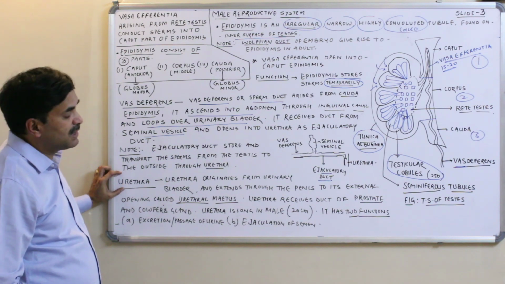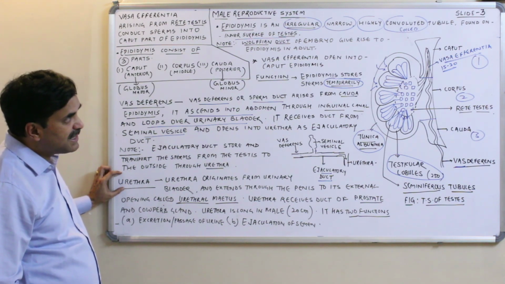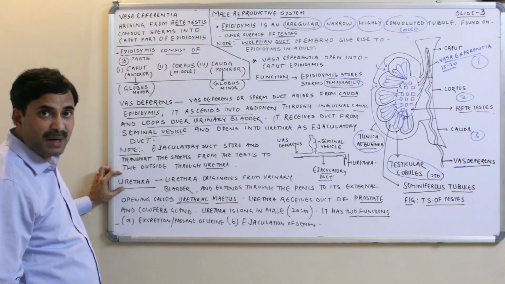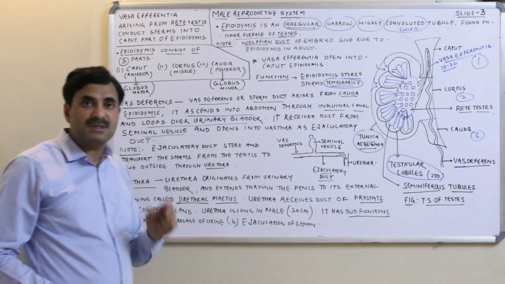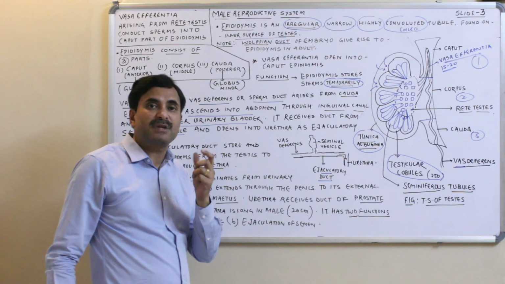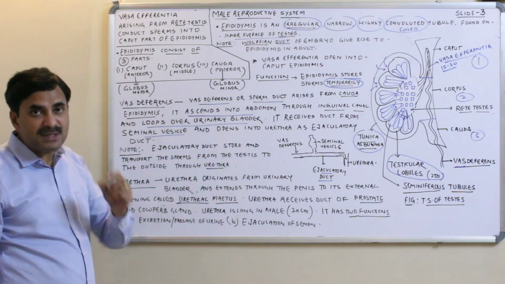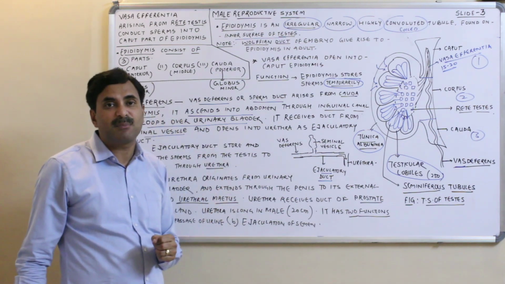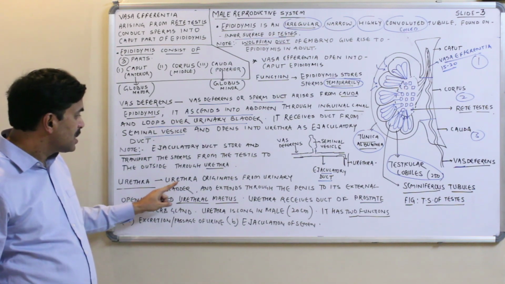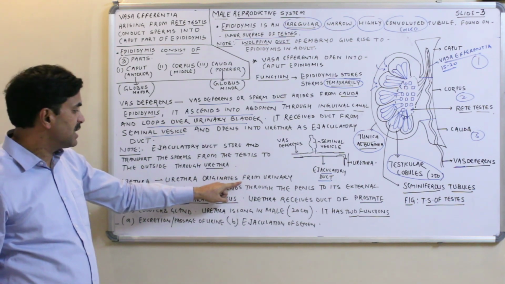Now, coming to the urethra. Why are we discussing the urethra here? Urethra is not part of the male reproductive system. It is actually part of the excretory system. But because it is associated with the reproductive system, that's why we are studying it. Urethra originates from the urinary bladder.